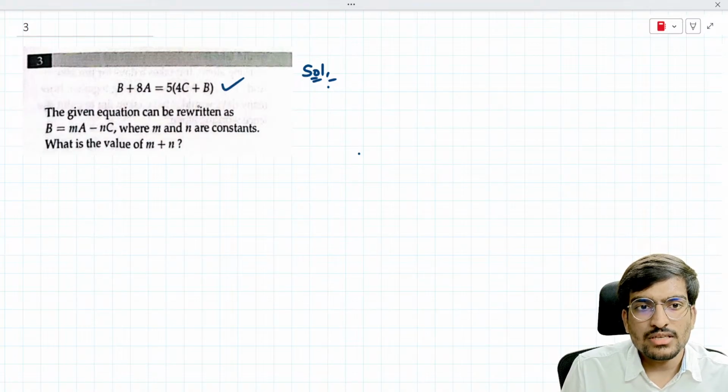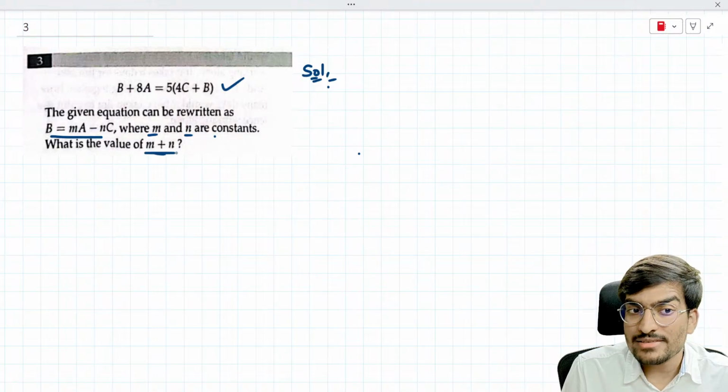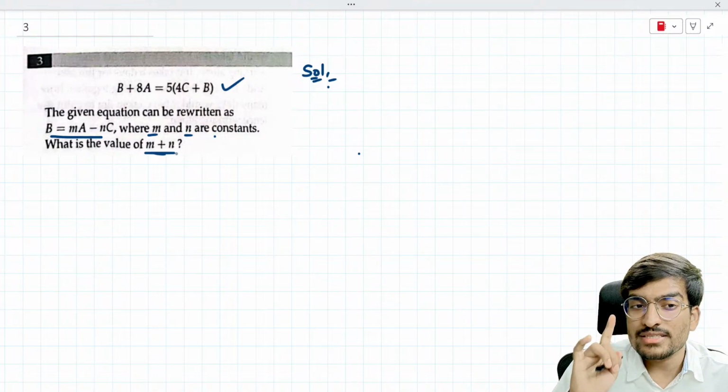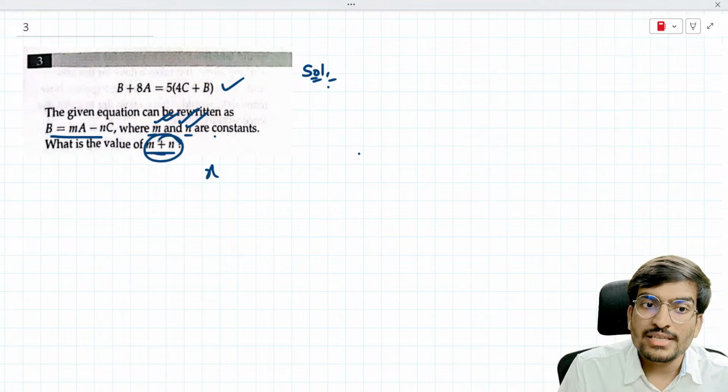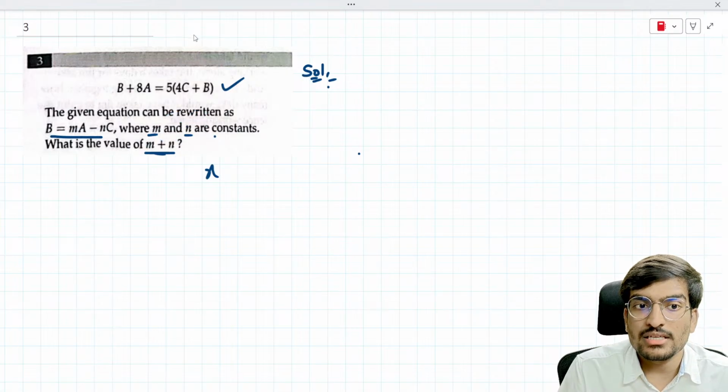Now, question 3. They give an equation. The given equation can be rewritten this way, where m and n are constants. What is the value of m plus n? Please remember that they are not asking only for x, or only m or only n. They're asking something different at the end. Even after getting the values, you have to sum up or multiply, something like that.